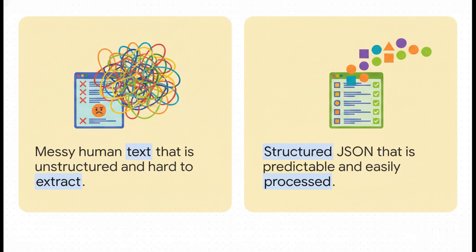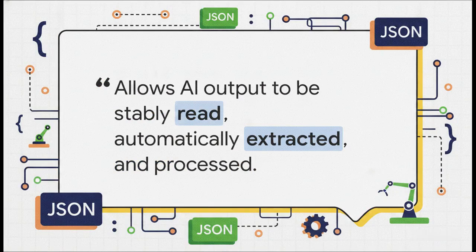If you ask an AI to summarize a meeting and send the action items to a to-do list app, that app cannot read a beautifully written, rambling paragraph. It has no idea where the title of the task ends and the due date begins. But if the AI outputs that summary in structured JSON, the app knows exactly where to look. The data becomes entirely predictable. And that's the crucial point. Using JSON forces the AI to output information in a way that workflow automations can reliably read without just crashing.